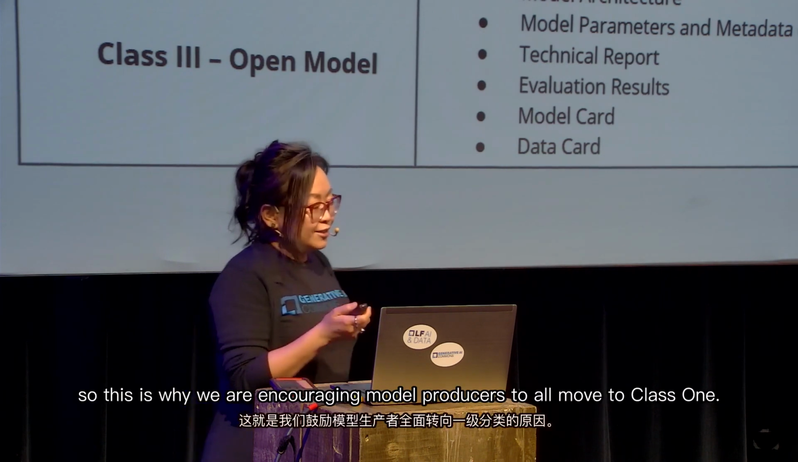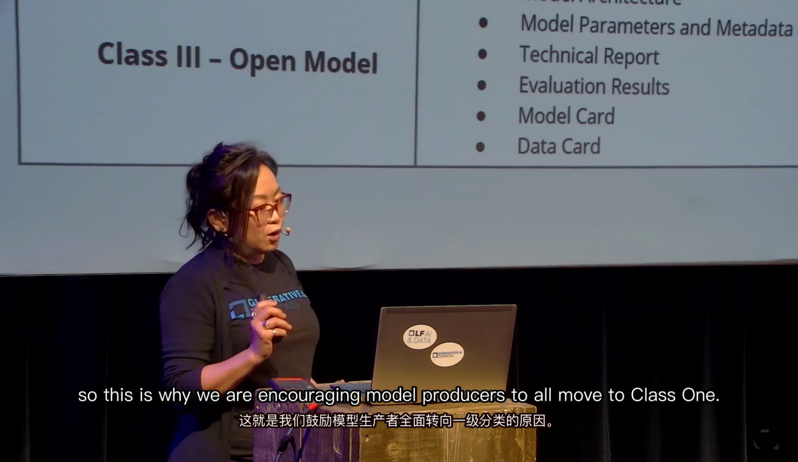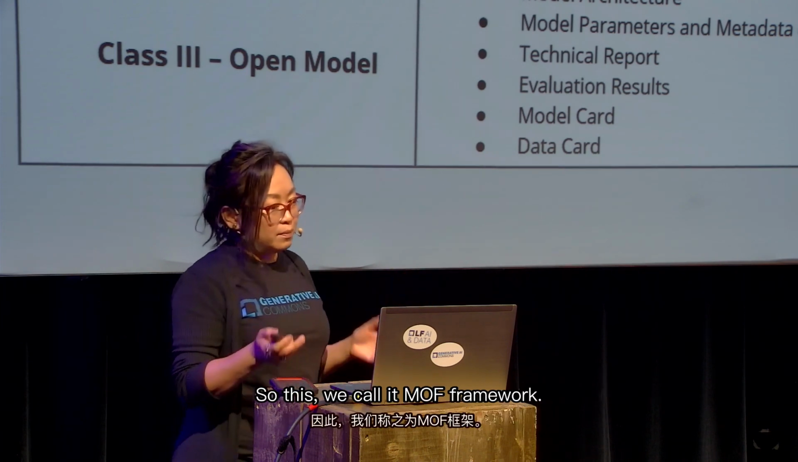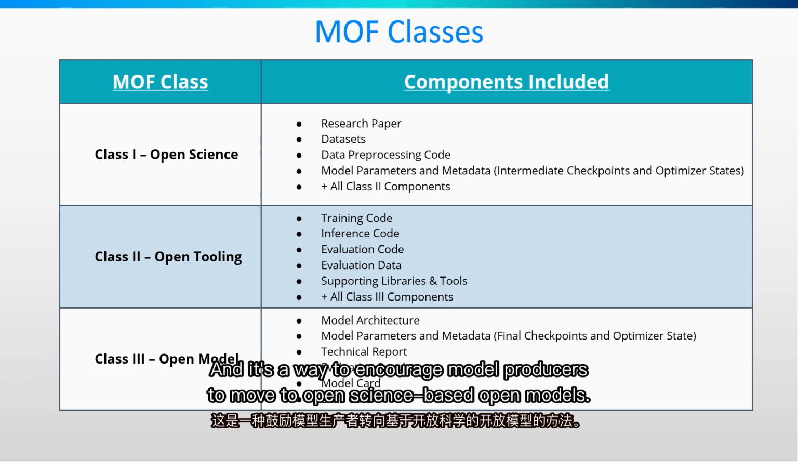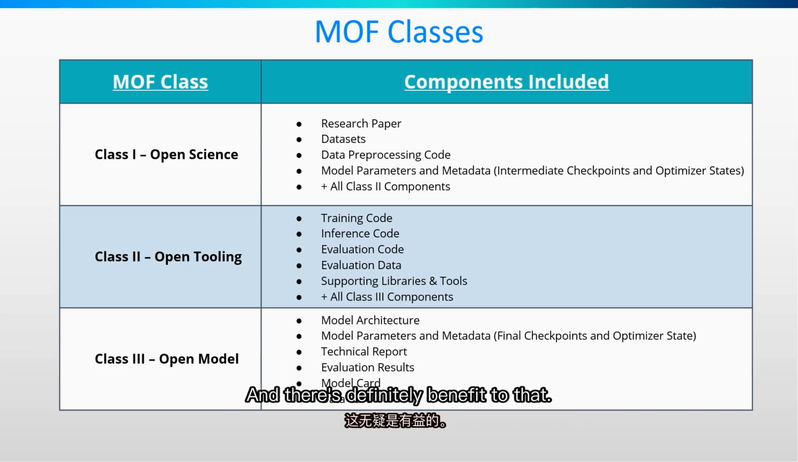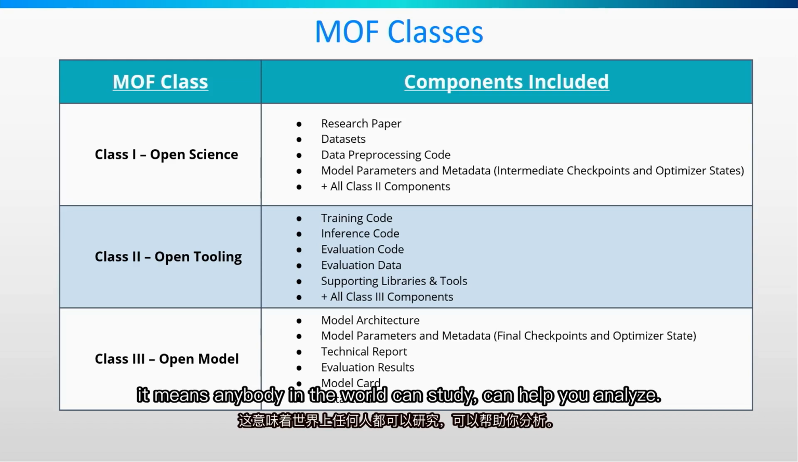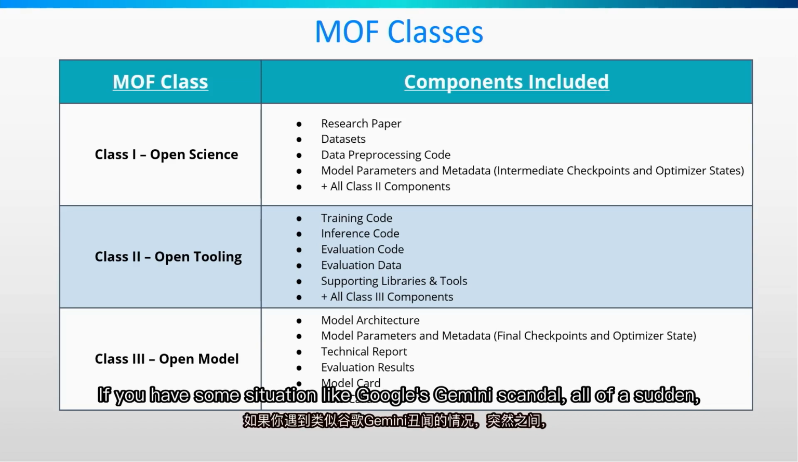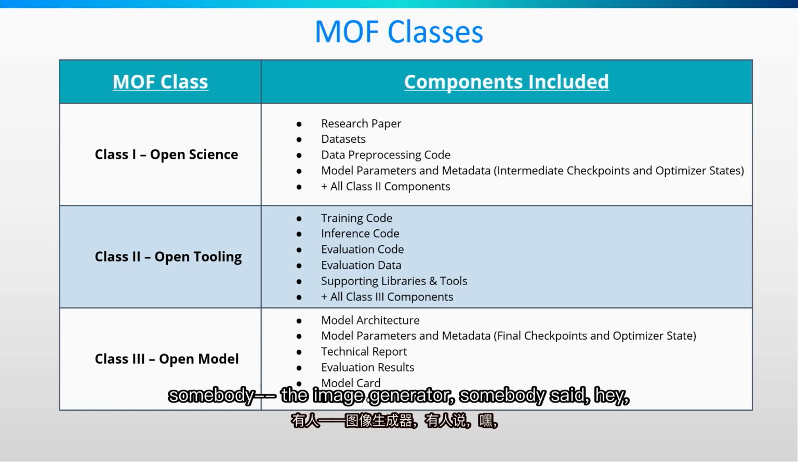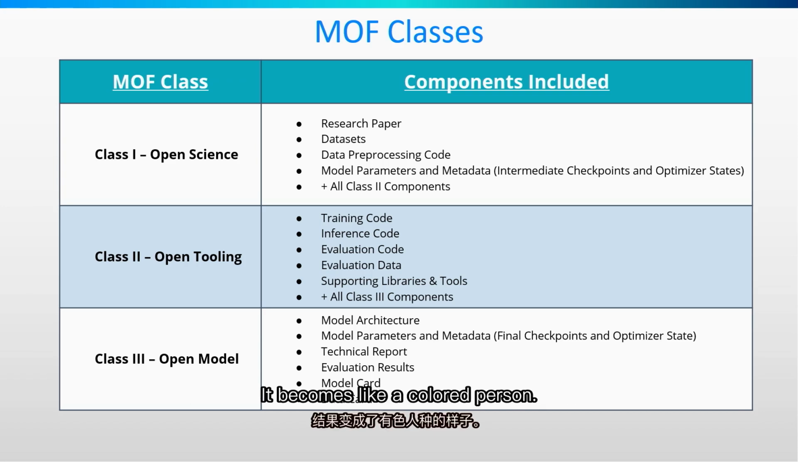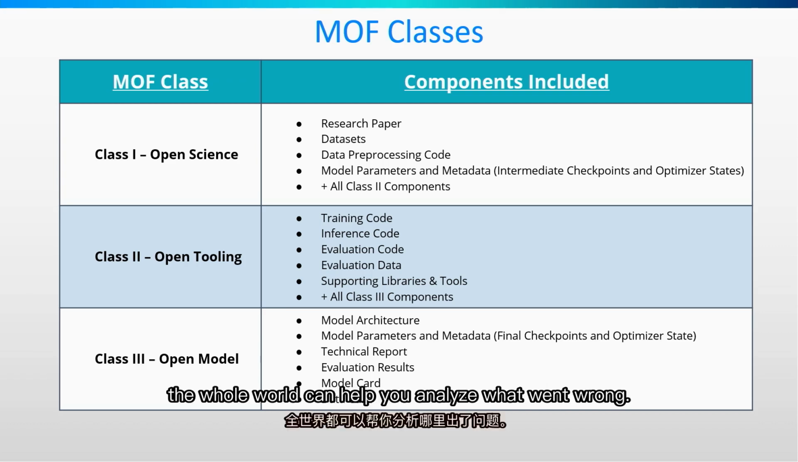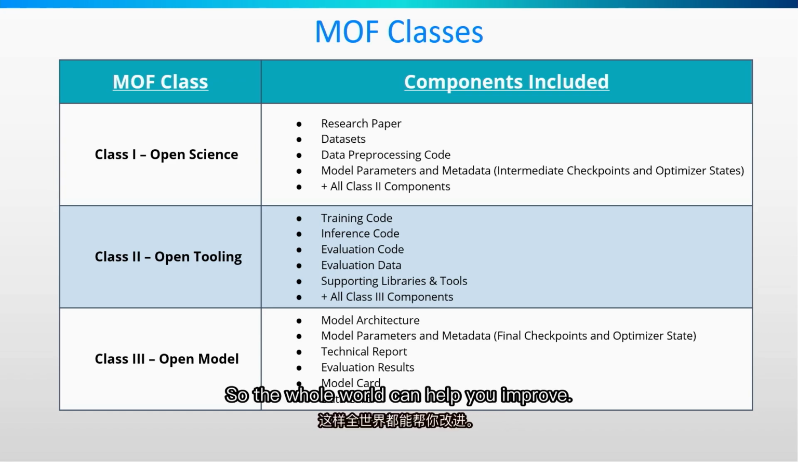So this is why we are encouraging model producers to all move to class one. We call it the MOF framework, and it's a way to encourage model producers to move to open science-based open models. And there's definitely benefit to that. If you are all the way open science, it means anybody in the world can study it and help you analyze. If you have a situation like Google's Gemini scandal, right? All of a sudden, somebody asked the image generator, hey, tell me what President Washington looks like. And it becomes a person of color, right? If that kind of situation happens, the whole world can help you analyze what went wrong. Is it the data? Is it the code? Right? So the whole world can help you improve.